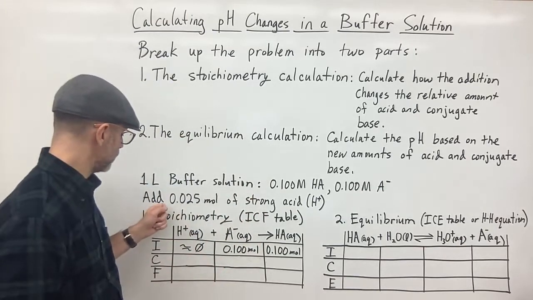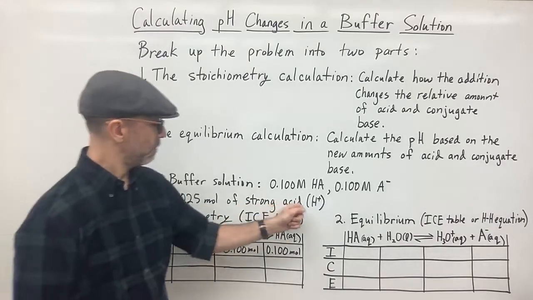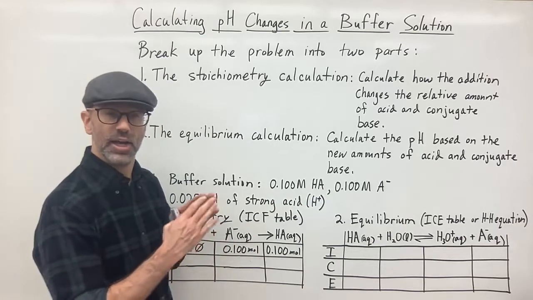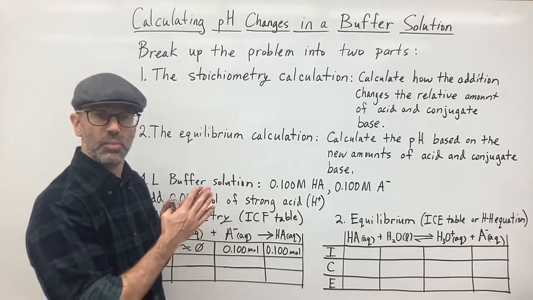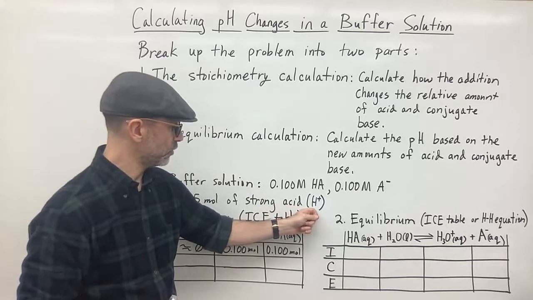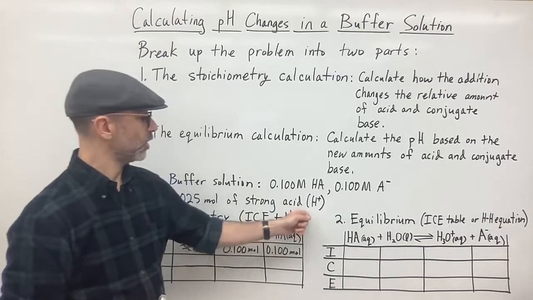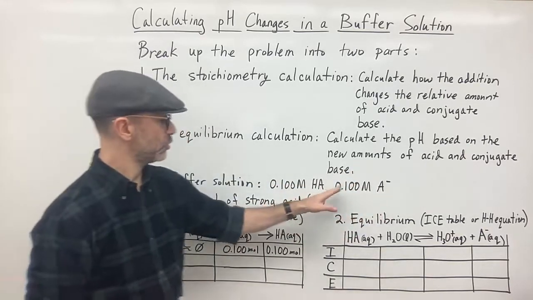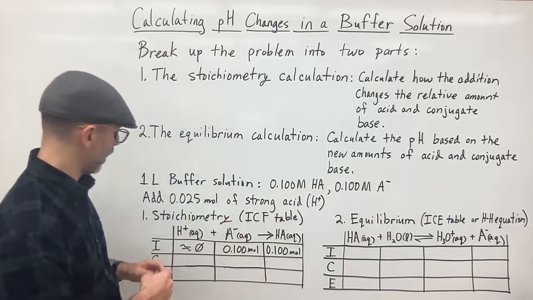So we're going to add 0.025 moles of a strong acid. Basically, it's going to be H plus. So remember, strong acids ionize completely in water. So basically, the amount of acid you're adding is going to be the same as the amount of H plus you're adding. So I'm adding H plus. This H plus is going to react with the conjugate base. So it's going to decrease the amount of conjugate base and create more acid. And so that's what I have here.